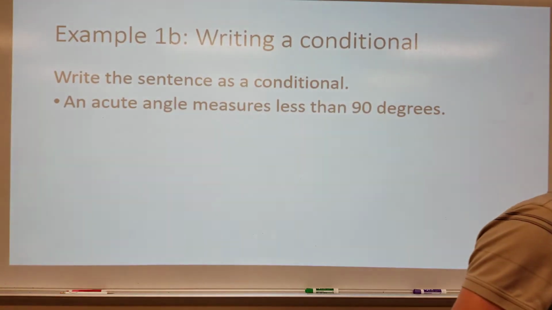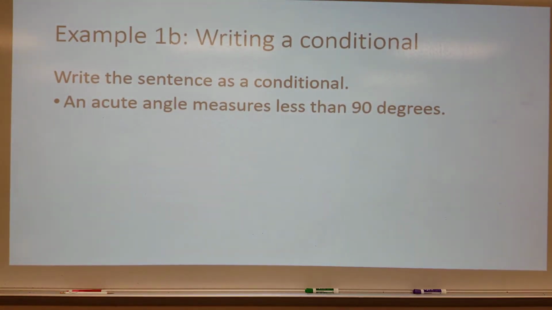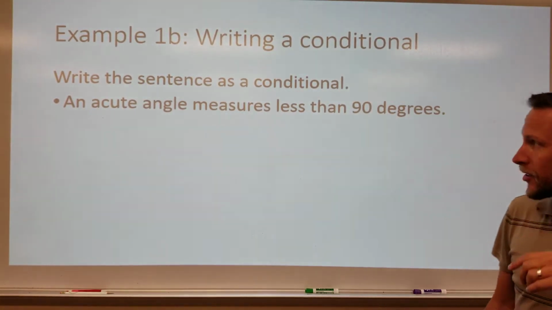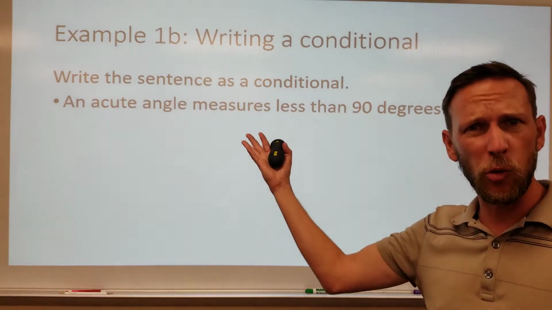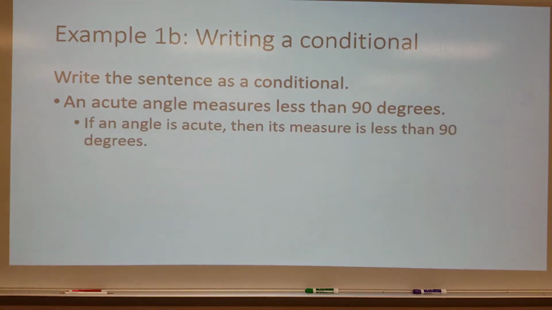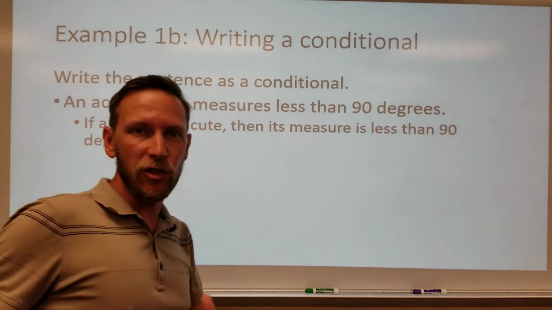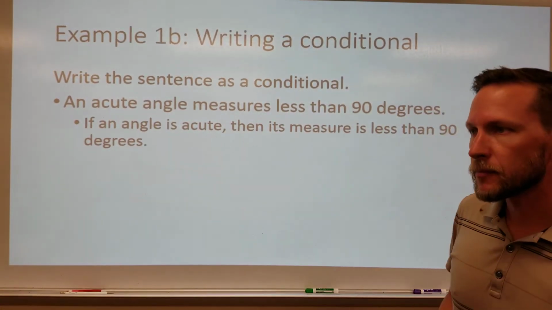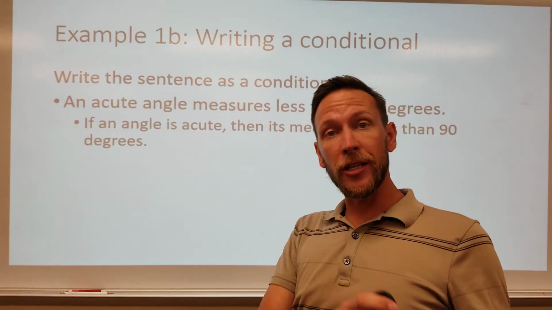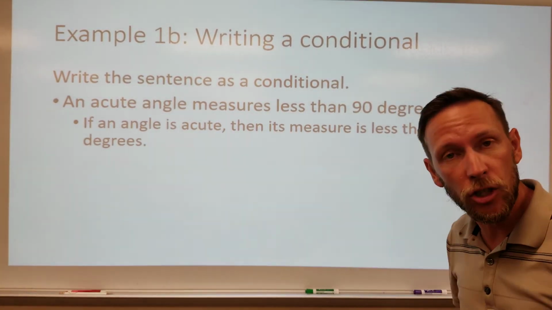So have that down. But then what we want to do with that is write it as an if-then statement. There's maybe two ways in which we could write this, because this is a good definition for acute angles. We would say that if an angle is acute, then its measure is less than 90 degrees. Or we could say, if an angle measures less than 90 degrees, then it is acute.